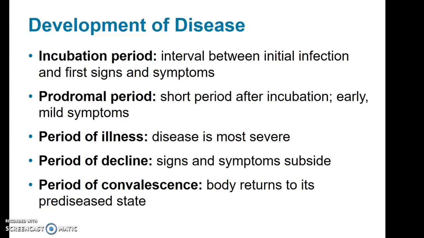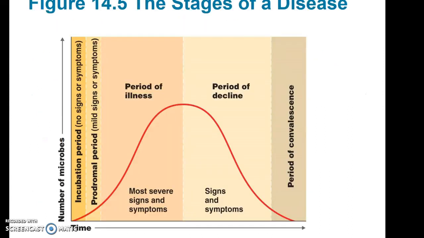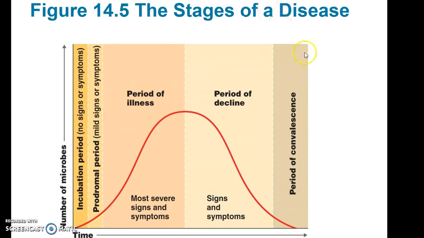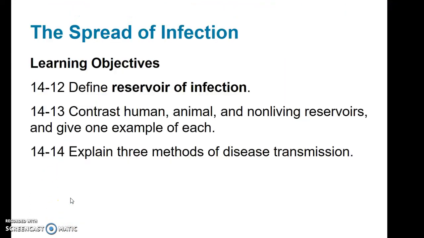And then finally you have the period of convalescence, where the body returns to its prediseased state, but maybe you're still feeling a little bit weak and you're not 100% again, but it's that time period where you start to feel like a human again. This is a graph from your book that shows the stages of a disease and relates them to the number of microbes present. You can look at that.